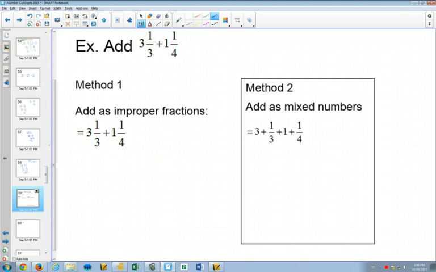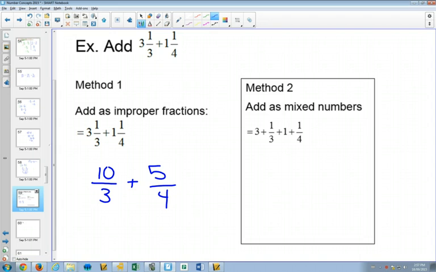3 1/3 is the same as what over 3 as an improper fraction? 10 over 3. And how did you do that? 3 times 3 is 9 plus 1 is 10. And 1 1/4 is the same as 5 over 4, because 4 times 1 is 4, plus that extra 1 gives us 5 over 4. Once you've changed it to improper fractions, now adding them is the same as we did before.